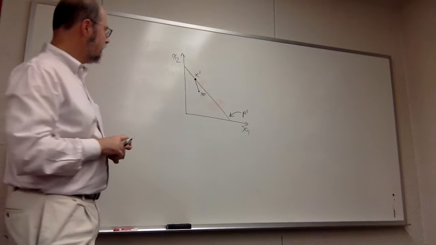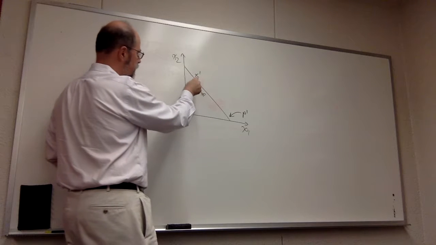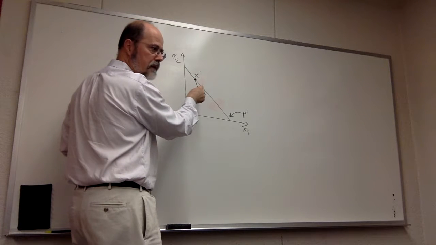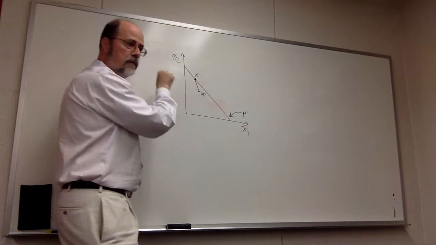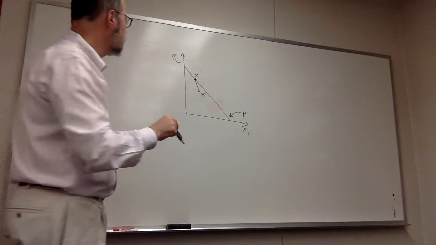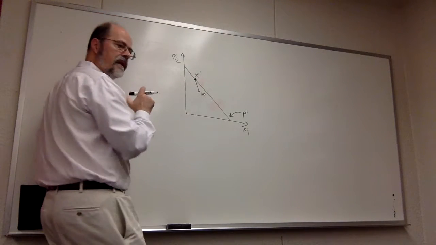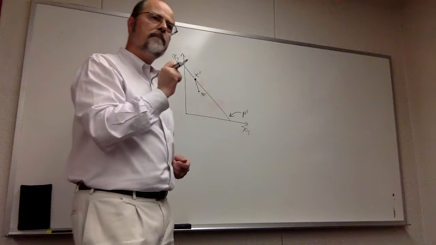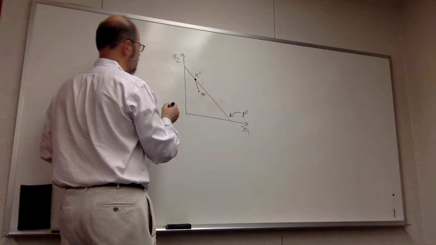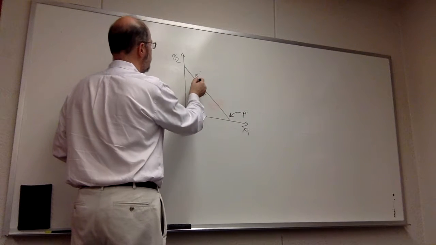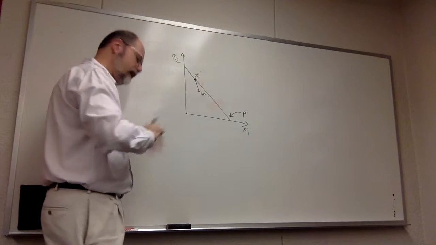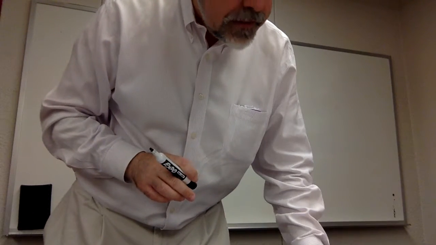Can you say that again? All the points on this segment are revealed preferred to x1, except x1 itself. All the points in the interior of this are revealed preferred to x1 because they're also affordable under the prices of x1, but they were not purchased. Wait a minute. No. These are x1 is revealed preferred to the points here. To the points here. Okay.